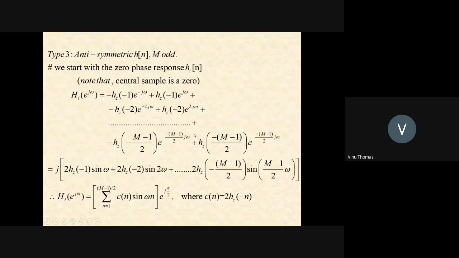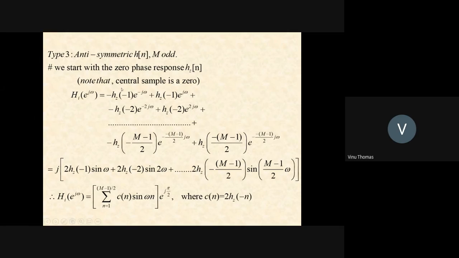Now we will move on to the type 3 filter. And we have seen that the type 3 filter is an anti-symmetric impulse response filter, and the length of the filter is odd. So you have a point of anti-symmetry where it passes through zero. The impulse response value of the sample at the point of anti-symmetry has to be definitely equal to 0, which we have discussed earlier. The central sample is a 0.